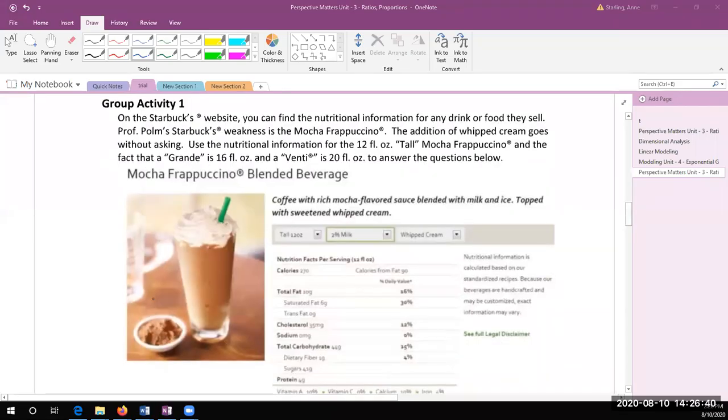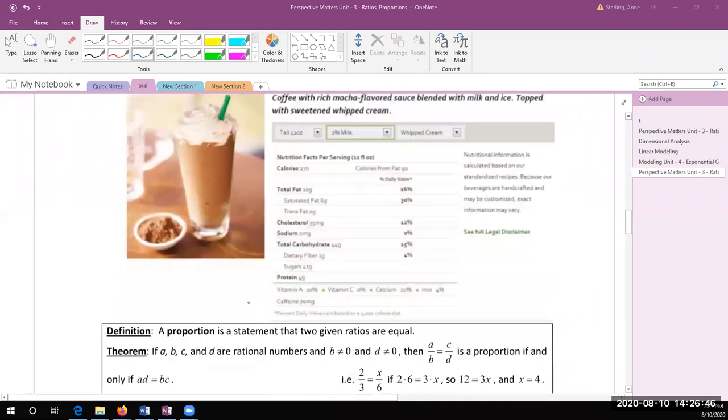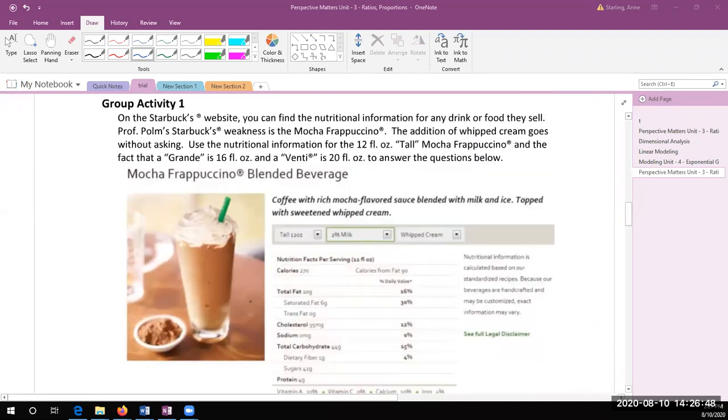Okay, so here's the worked through answer for the first group activity. I'm going to cover both group activities in this particular lecture. So we are in the Perspective Matters Unit 3 ratios, proportions, and scale factors. And again, I'm going to cover the Boeing activity and the Starbucks activity here.